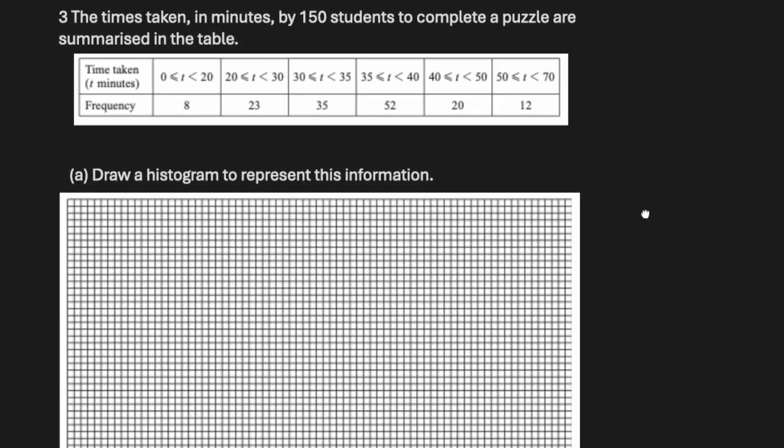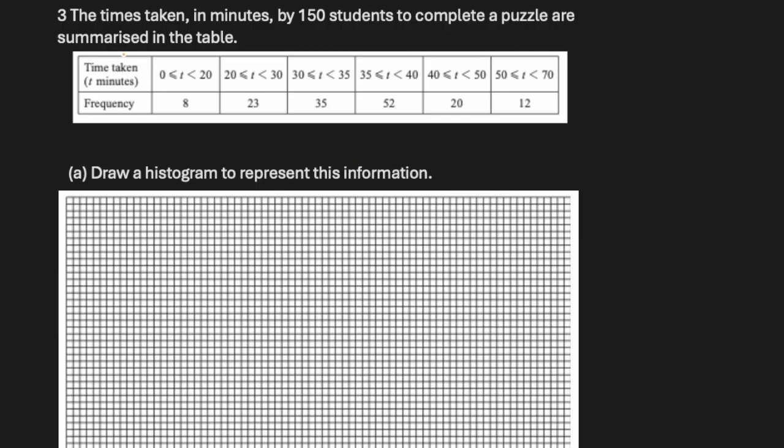Question number 3. It says the time taken in minutes by 150 students to complete a puzzle are summarized. Some 8 students completed within 20 minutes, 23 took 20 to 30 minutes, and so on. 12 of them took 50 to 70 minutes. Okay, what do we need to do? Draw a histogram to represent this information.